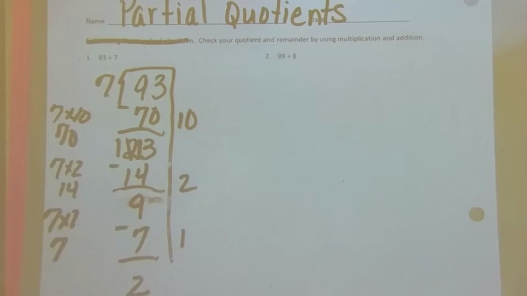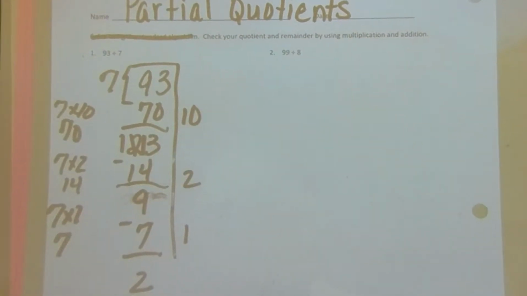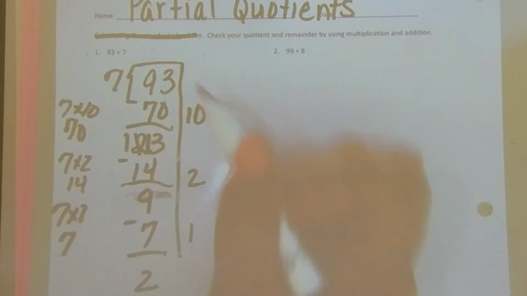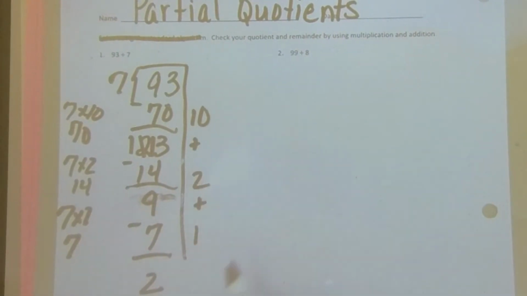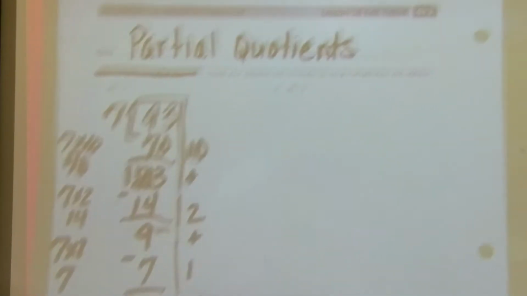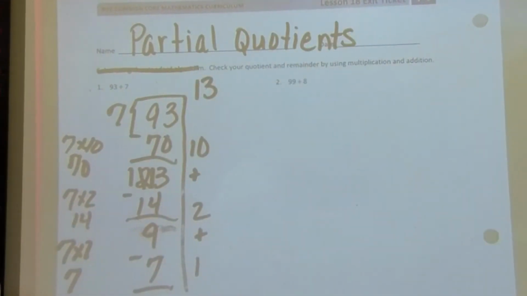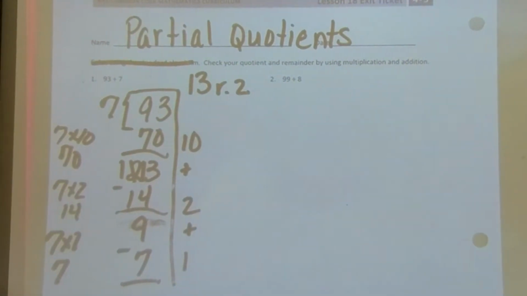So from this point, we ask the students, what is your quotient? How many total groups of 7 were you able to get out of 93? So we look over here on the side, and we have 10 plus 2 plus 1. And so the quotient for this problem would be 13 with the remainder of 2 left over.